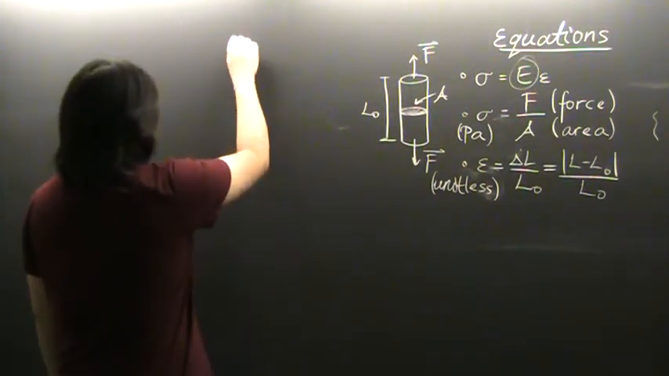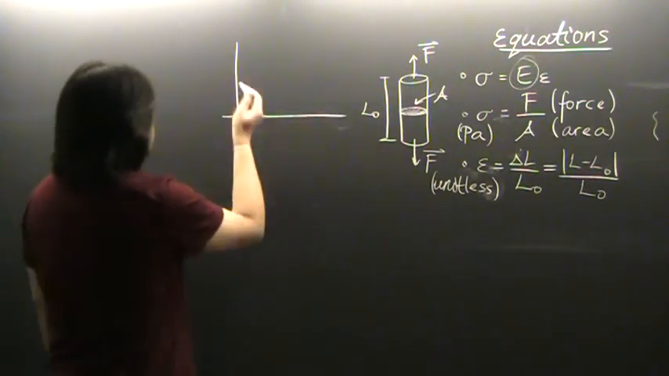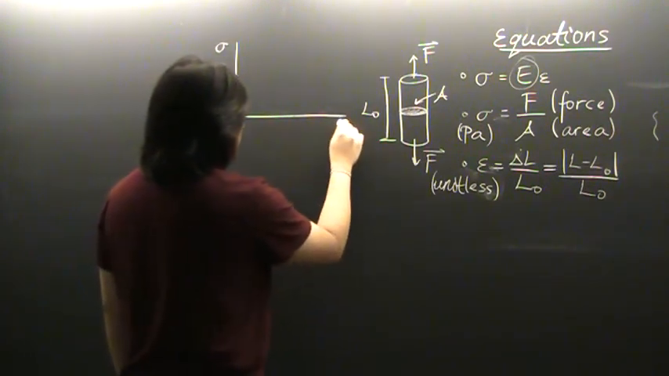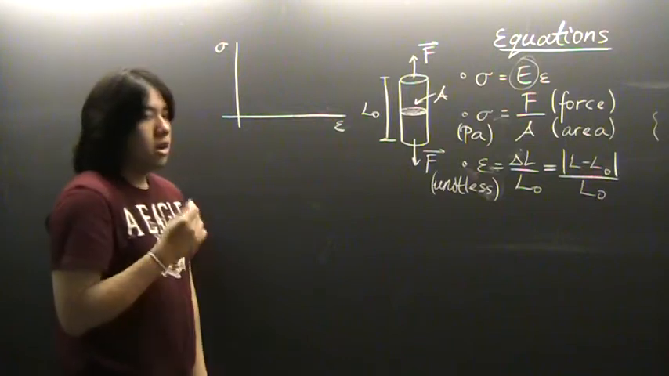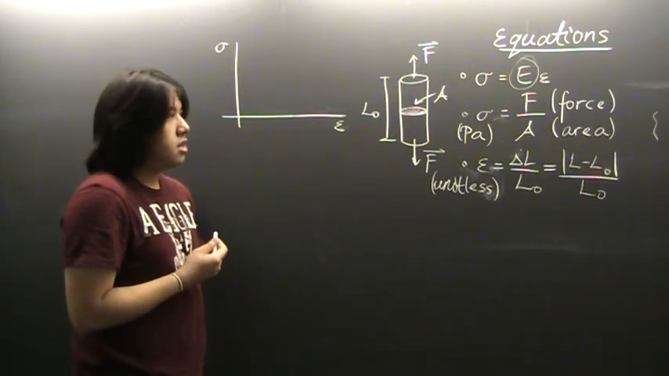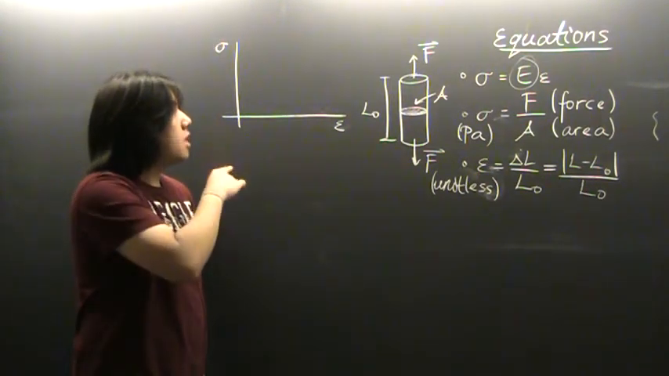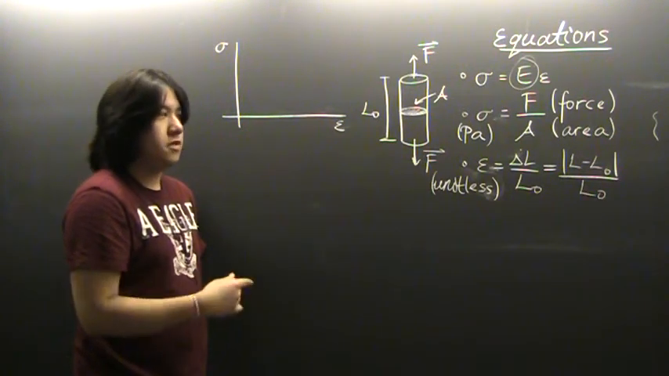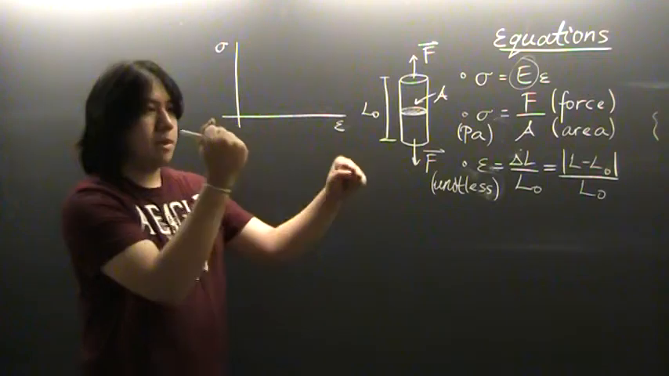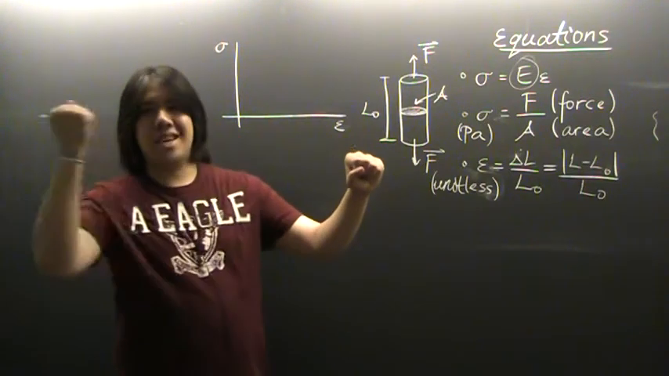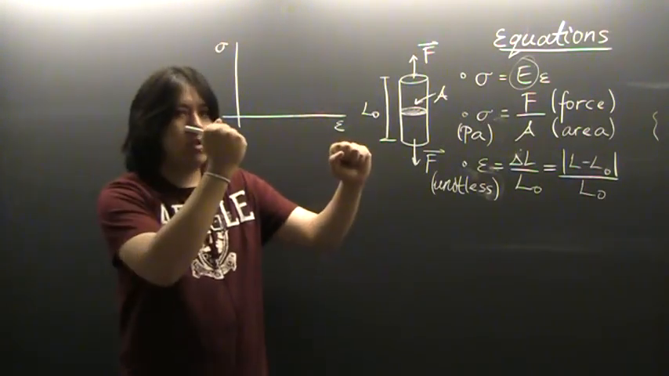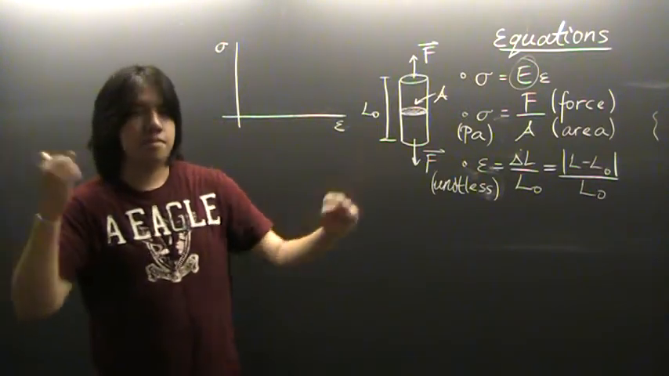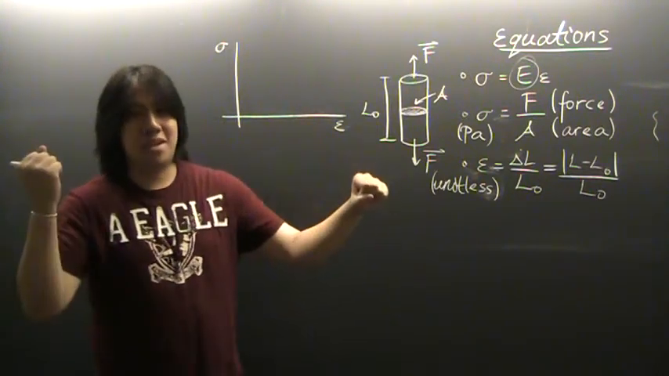So what a stress-strain curve does is it measures stress as a function of strain, which means that on your y-axis, you have your stress, and on the x-axis, you have your strain. Another way of thinking about this is that this plot measures the amount of stress that you need to get a certain strain. So let's say I have my material that's this long, and I want to get it to this long. How much stress will I need to apply to get it this long? And also, can I even do that?